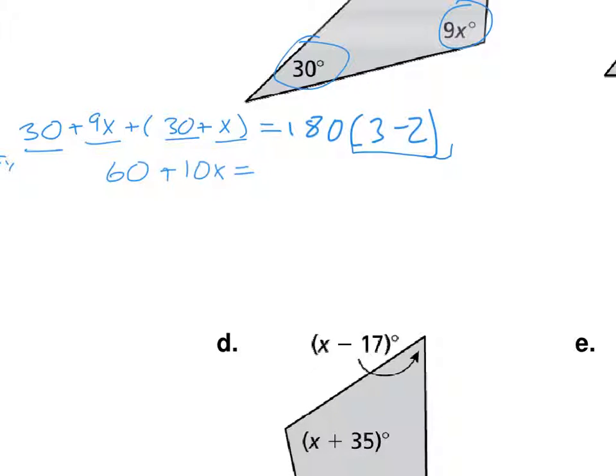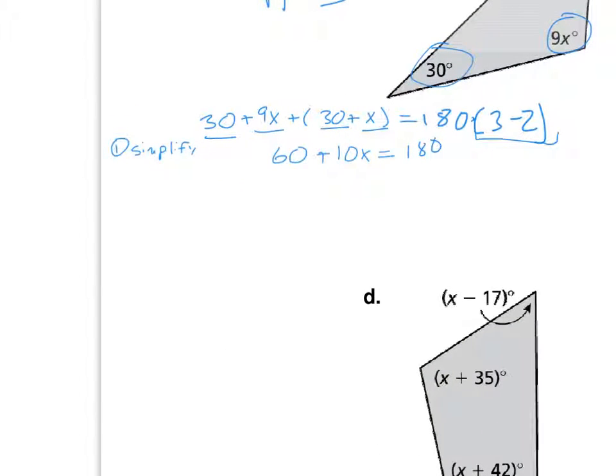Well, what is 3 minus 2? It's 1. So we have 180 times 1, which is just 180. And we kind of already knew that the angles in a triangle add up to 180. That's what we just found out there. And now we've got a simpler equation. Both sides are simplified. Okay, so step 1 is to simplify each side. Then step 2 is to isolate the variable. We want to get it all by itself. Isolate the variable.